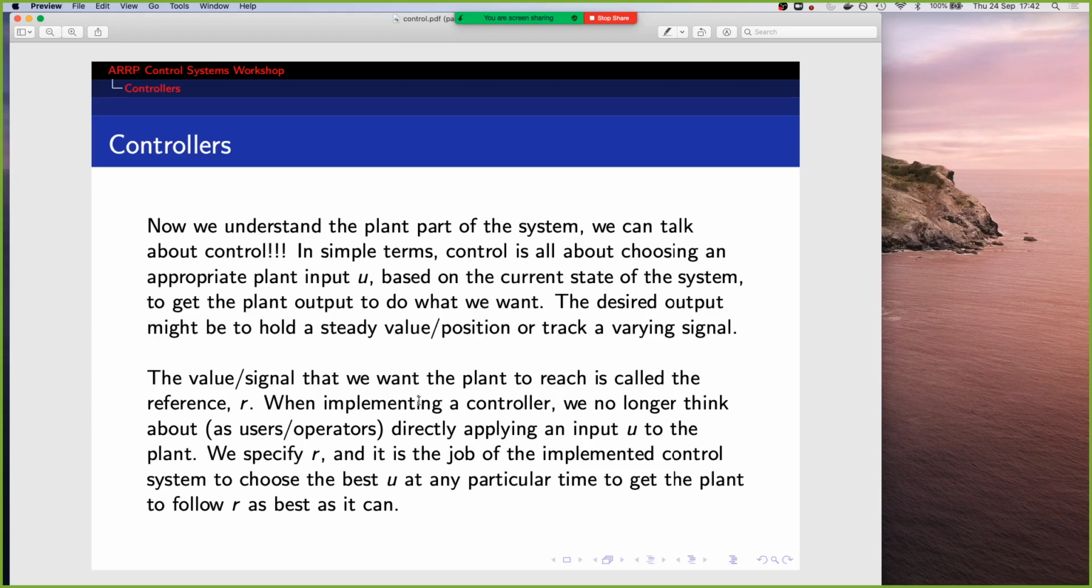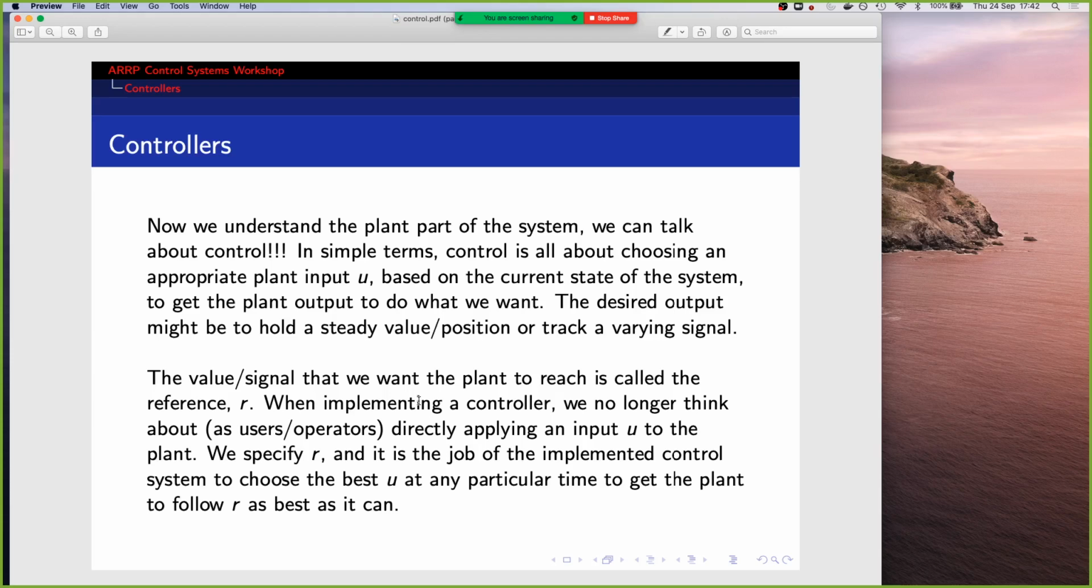And when we're implementing the controller, as users, we no longer think about applying the input U to the plant. That's the job of the controller. What we do as users is specify the reference value R, and then let the controller choose an appropriate control input to get the system to do what we want. There are different controllers that we can implement that do some things better than others, to get that plant to follow the reference as best as we can.